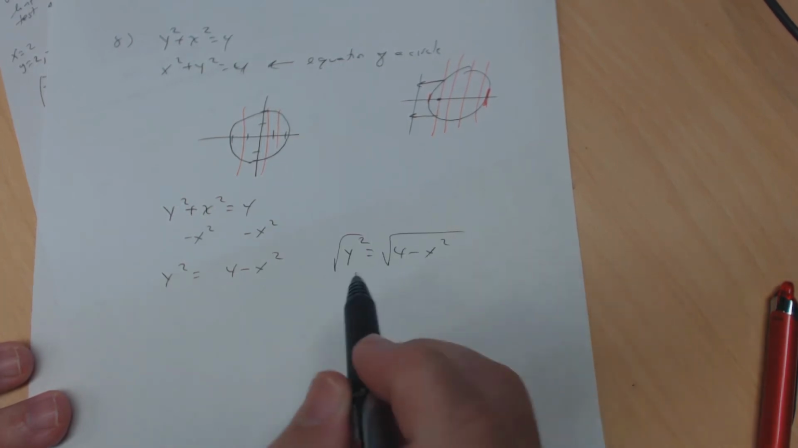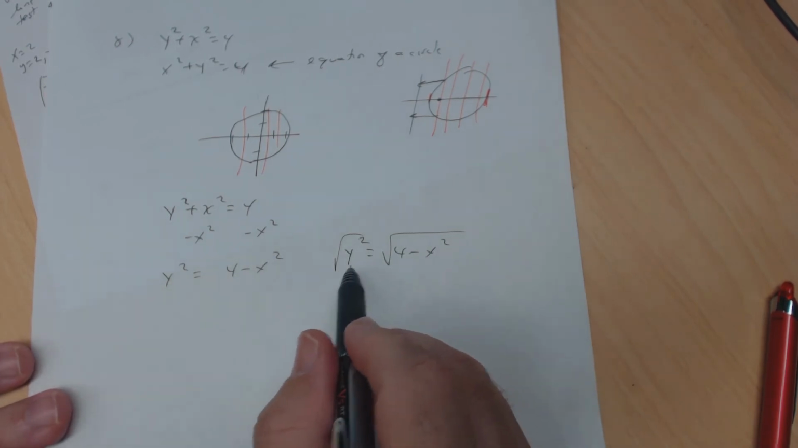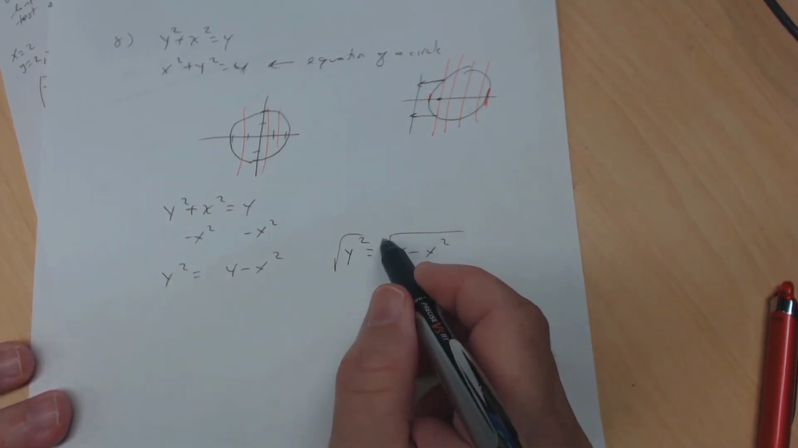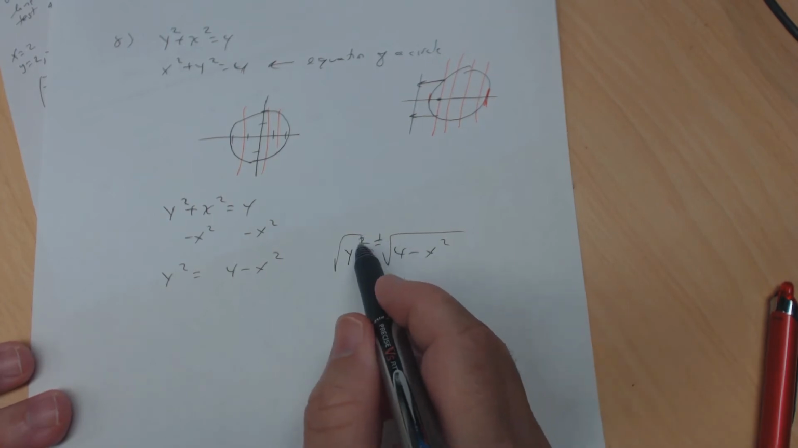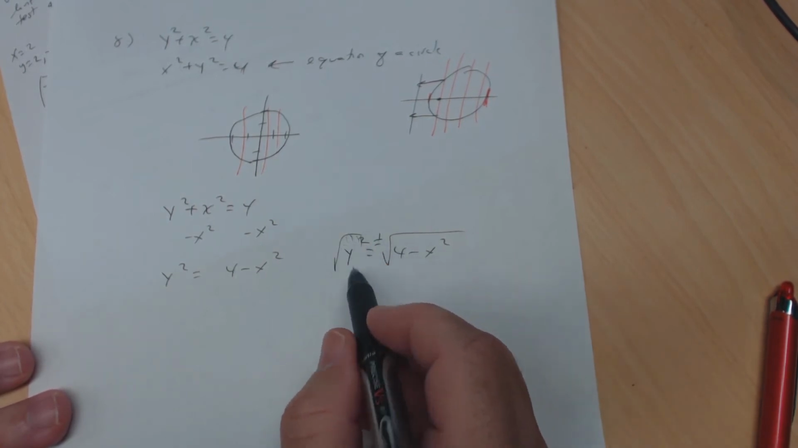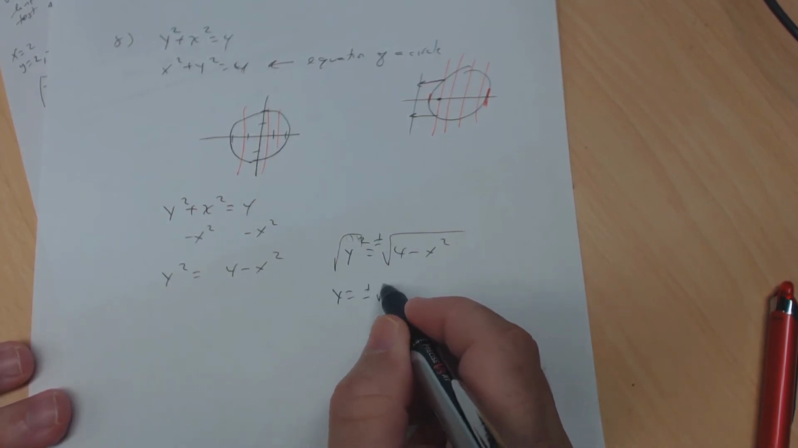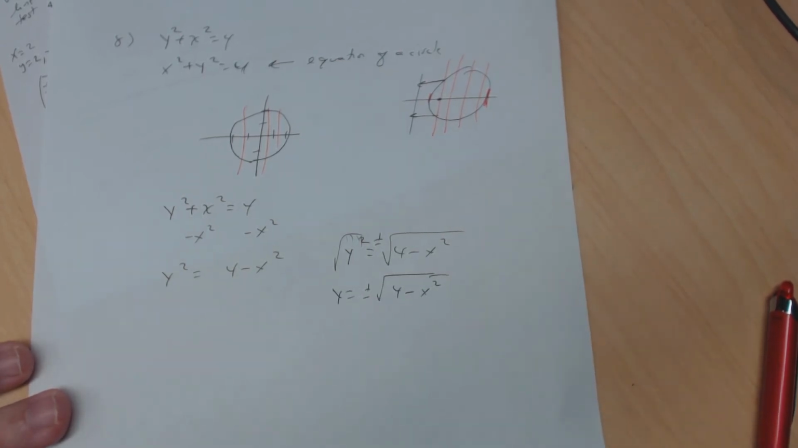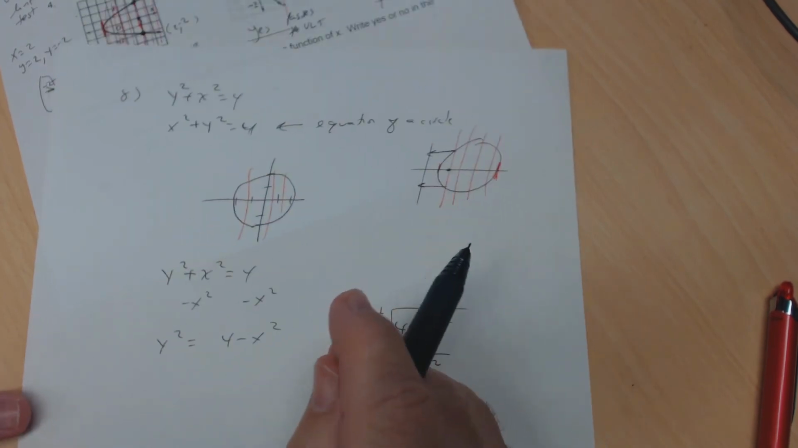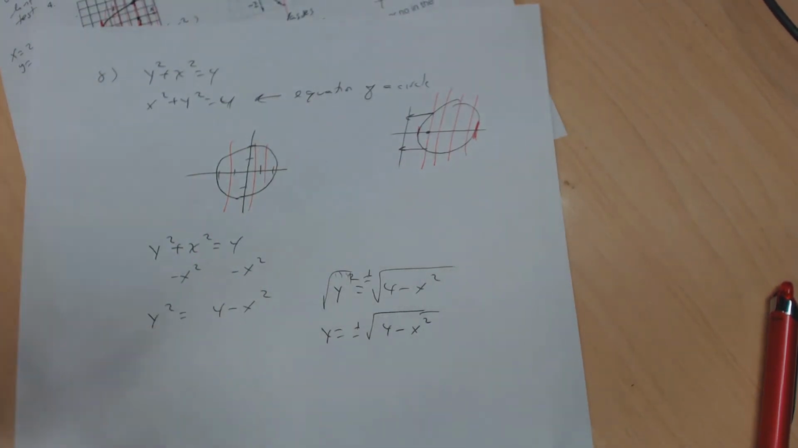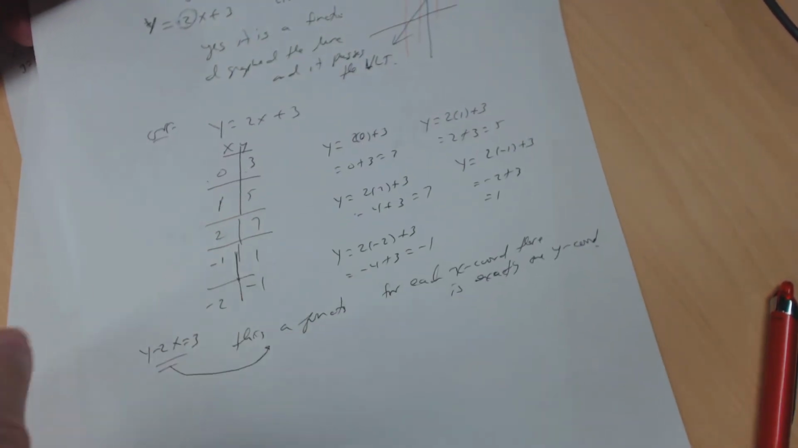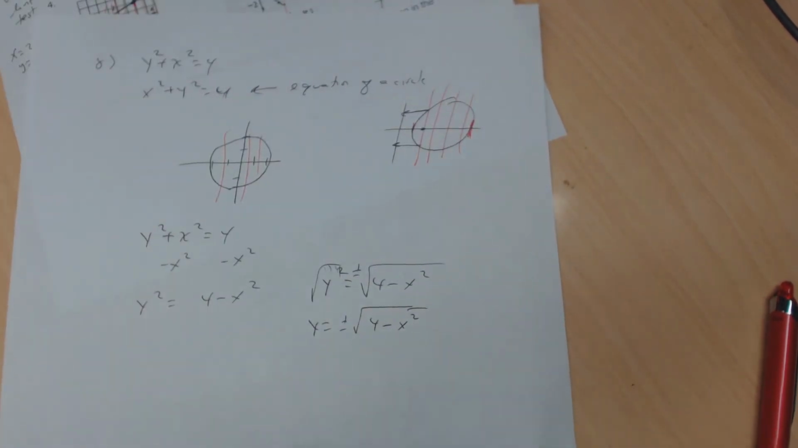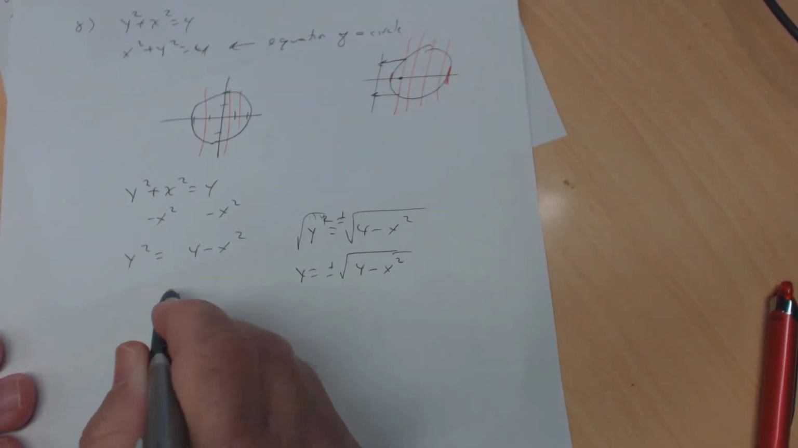Square root, square root. But remember, when you take the even root of both sides of the equation, you've got to use plus or minus. So the square and the square root cancel each other, and you get y equal plus or minus the square root of 4 minus x squared. Okay? All right. Now, let's use a t-table, just like when we did the previous one, when I got y by itself and used a t-table.